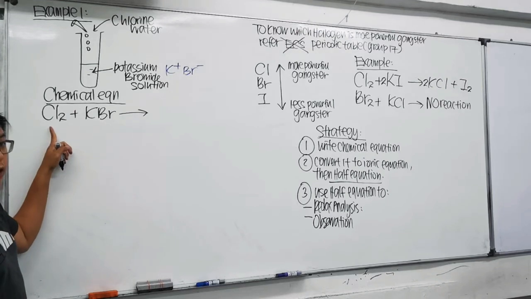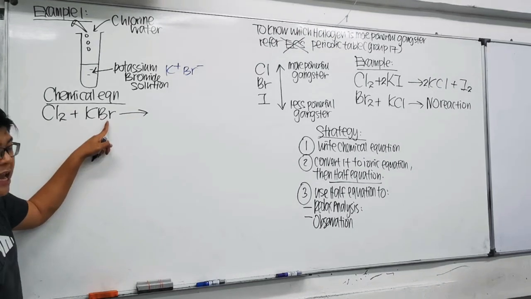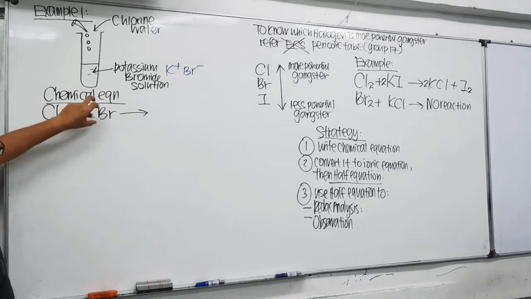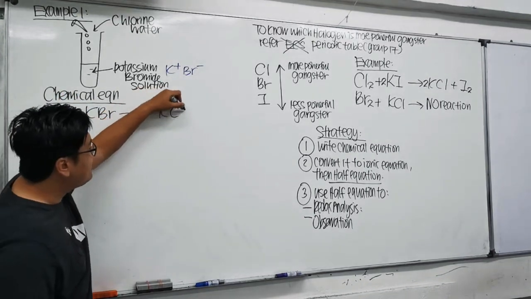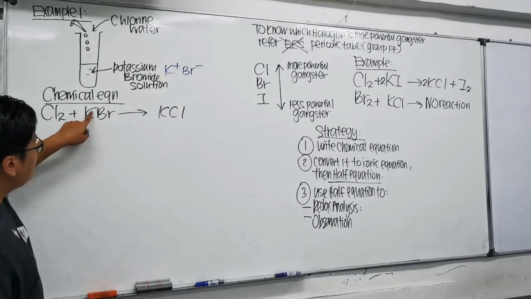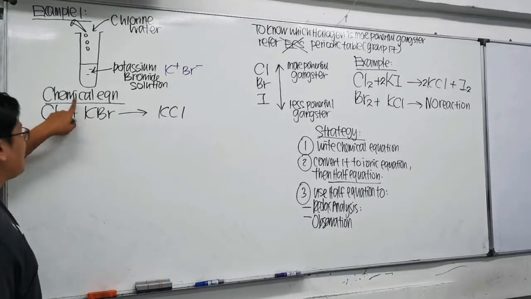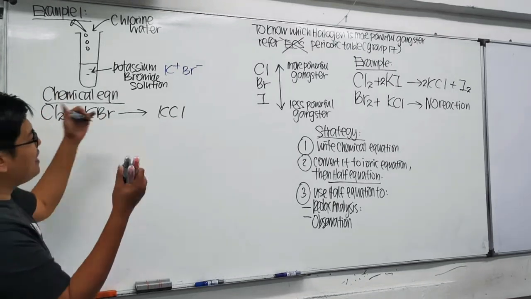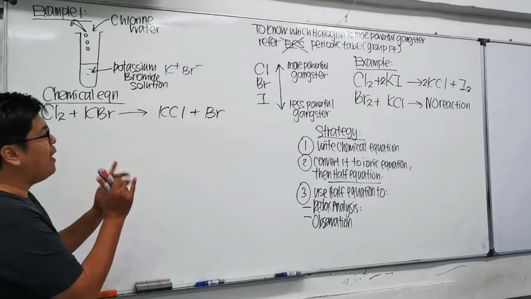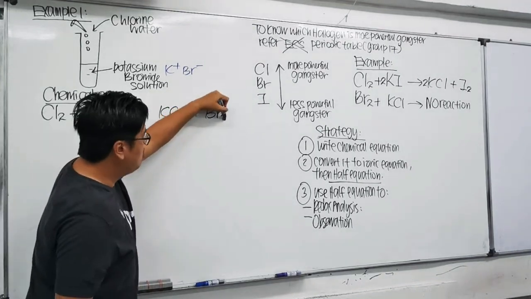Chlorine is a more powerful gangster than the bromine. So chlorine can go in and take the K away. When the K is taken by the chlorine, you form KCl. Are you okay with that? Now, the K, which initially belonged to the bromine, is taken by the chlorine, so the bromine has got nothing left. So it's Br. You never see Br appear alone. When Br comes alone, it always appears as Br2.